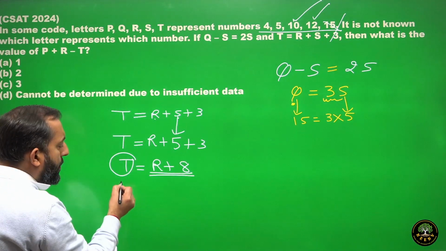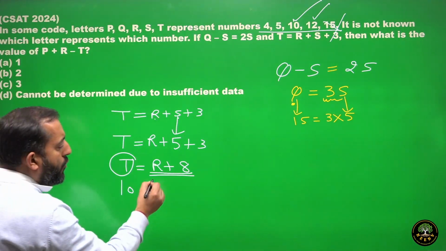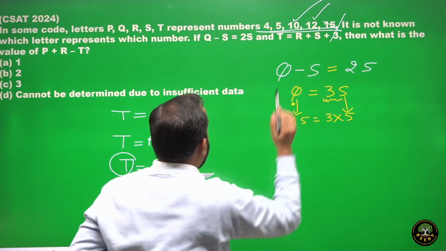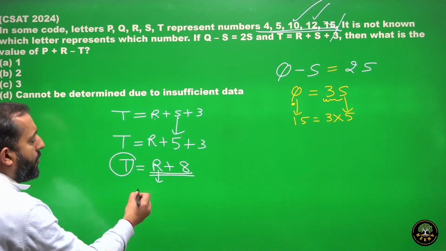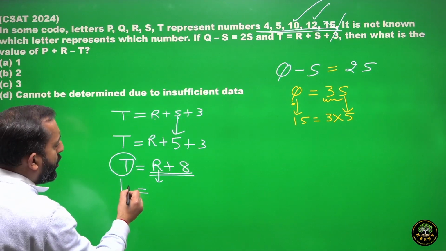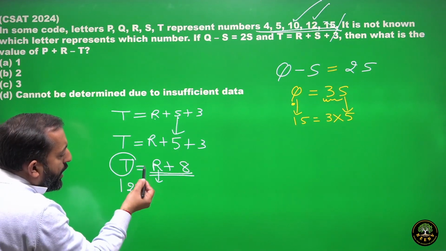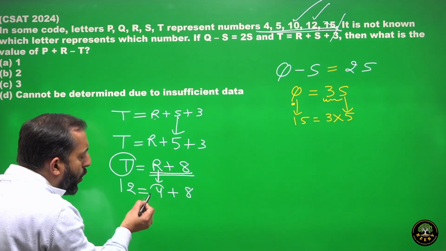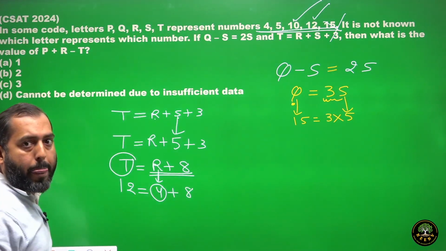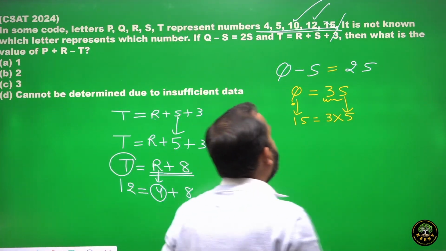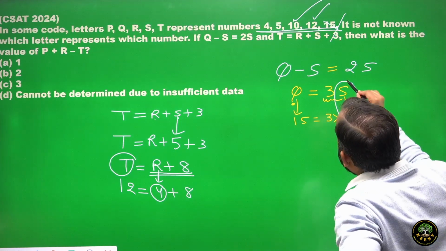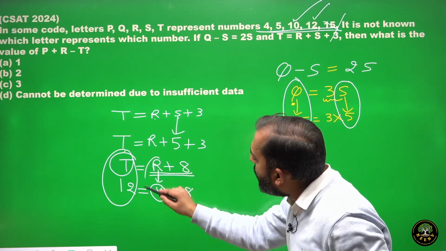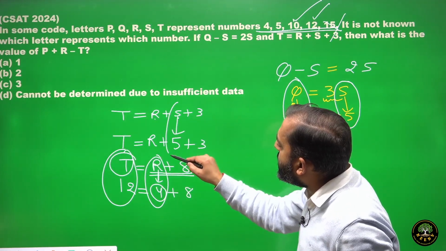So if you replace T with 10, the value of R will become 2. But 2 is not given here. So this possibility is cancelled out. Further, you can assume T to be 12. If you assume T to be 12, R will become 4. 4 is present. So we have solved it. Which means the value of S is 5, the value of Q is 15, the value of T is 12, and the value of R is 4.